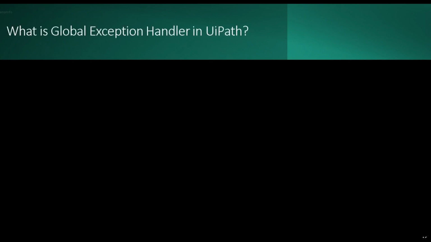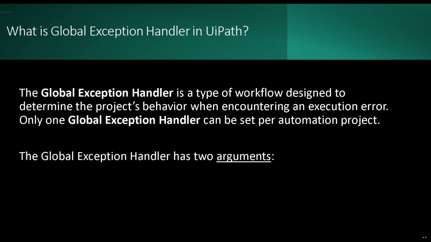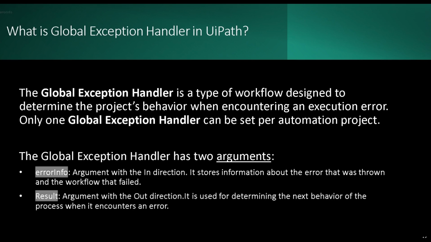What is global exception handler in UiPath? The global exception handler is a type of workflow designed to determine the project's behavior when encountering an execution error. Only one global exception handler can be set per automation project. There are two arguments for this exception handler. What are they? That is ErrorInfo and Result. The ErrorInfo argument, with the In direction, stores information about the error that was thrown and the workflow that failed. The Result argument, with the Out direction, is used for determining the next behavior of the process when it encounters an error.